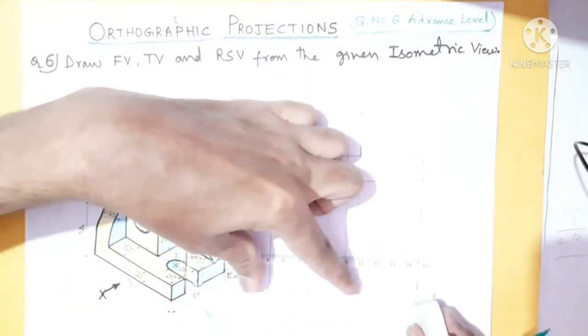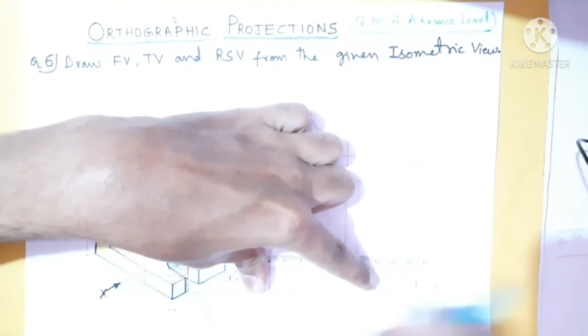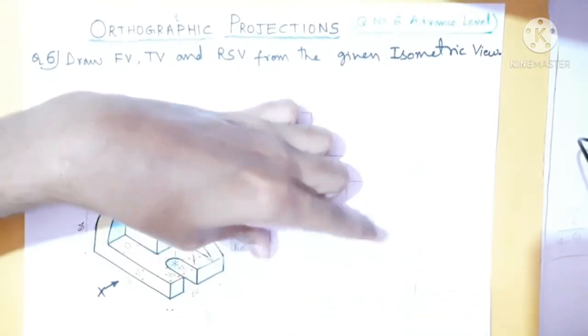This excess projections we need to erase. Later while doing dimensions we will see, again we will draw the extension line, but for time being we will erase this.